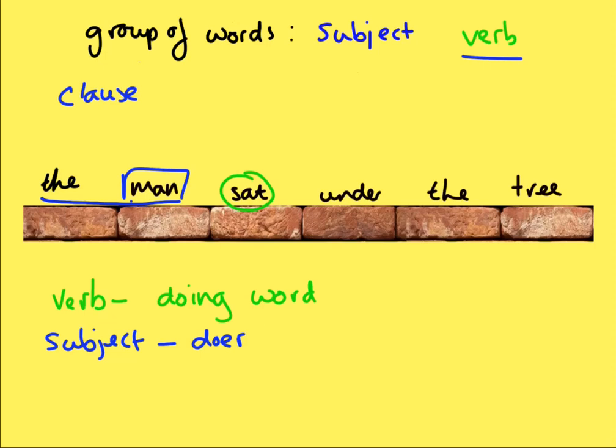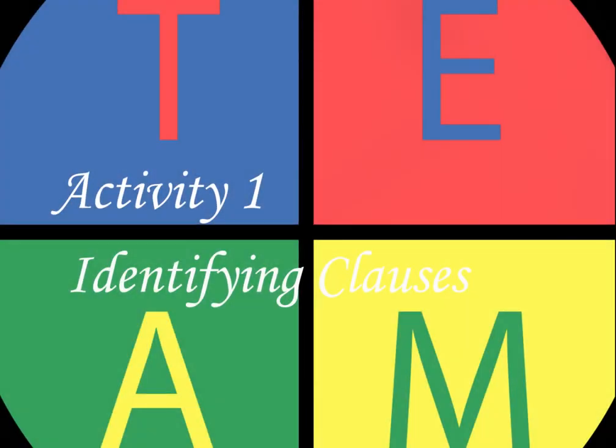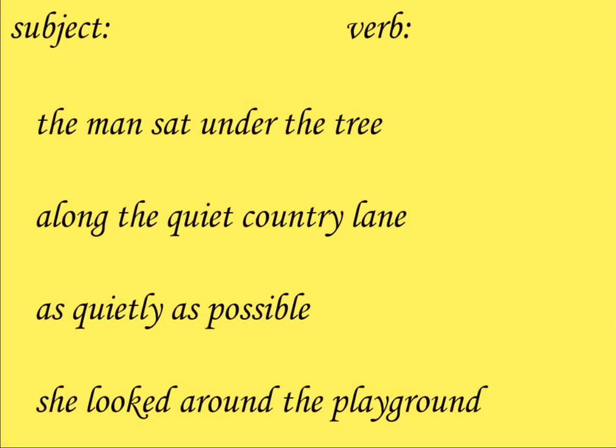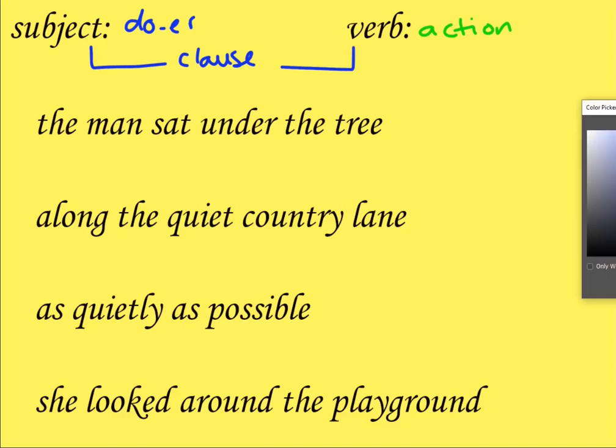Next, we're going to have a look at some examples of clauses and things that aren't clauses, so we can tell the difference. Remembering once again, the subject is the doer, the verb is the action. And a clause has to have both of these things. It's no good having one, no good having none. It has to have both. And a clause, remember, is a group of words, so it doesn't have to make a sentence. Let's have a look at our first one here. We've got the man sat under the tree. We already know the action is sitting, sat, and the subject is the man. So this is a clause. Let's give that a tick.